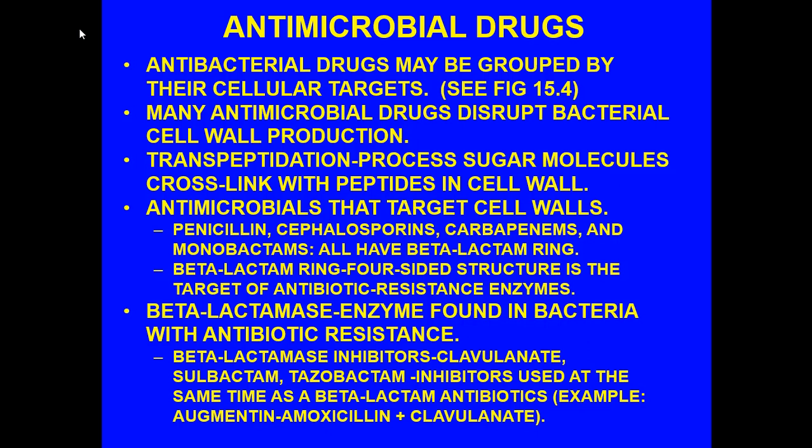Now, antimicrobials that target cell walls include penicillin, cephalosporins, carbapenems, monobactams. All of these have the beta-lactam ring. It seems that the beta-lactam ring is a four-sided structure. It is also the target of antibiotic-resistant enzymes. This is where you get into beta-lactamase. It's an enzyme found in bacteria with antibiotic resistance. And beta-lactamase inhibitors have been developed, clavulanate and sulbactam and tazobactam.